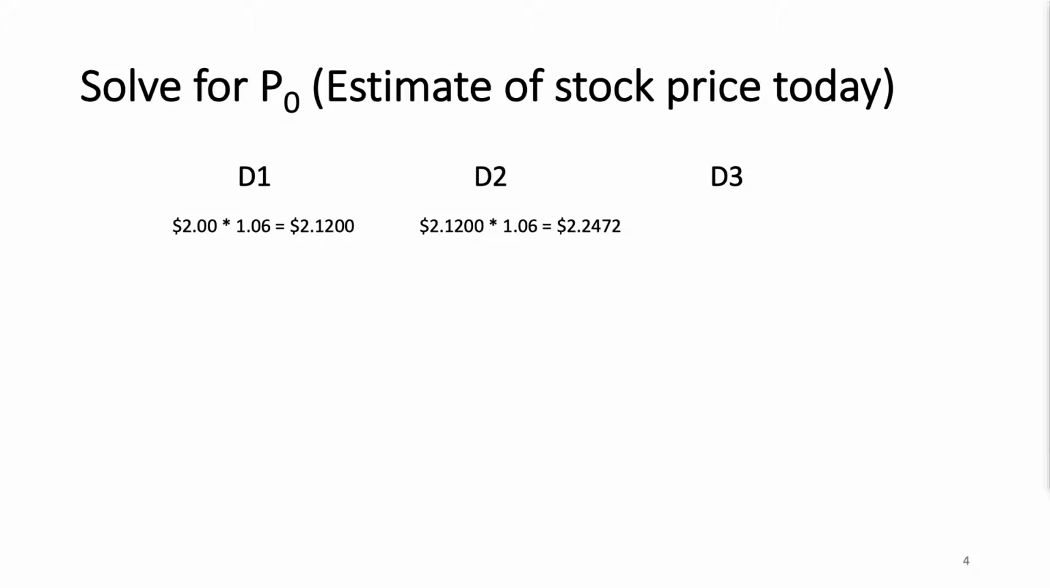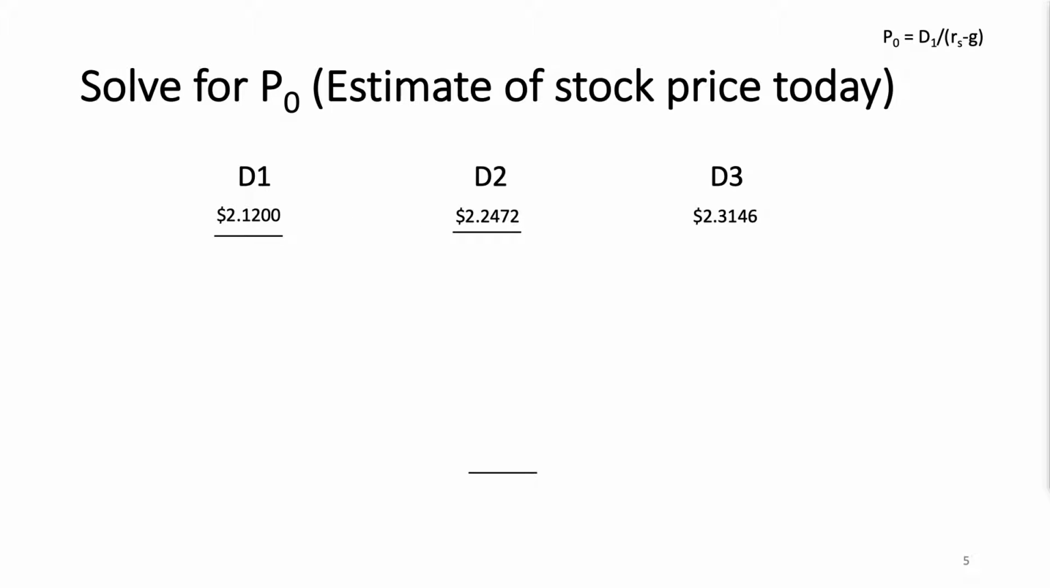So notice I use a growth rate of 6% for the first 2 years, but now remember, in year 3, it's going to go back to 3%. So I take the year 2 dividend that I just estimated and multiply it by 1.03. Now I have the 3 dividends stretched out over time. Notice in the third year, that dividend growth rate is now constant. It's expected to remain there for the foreseeable future.